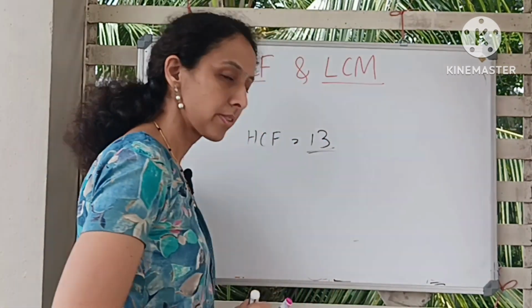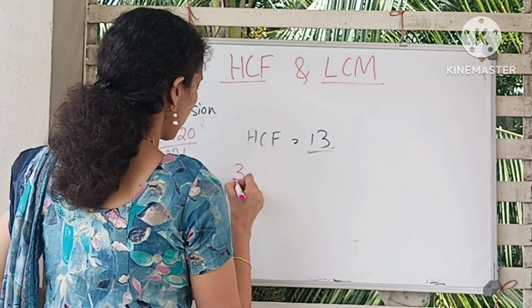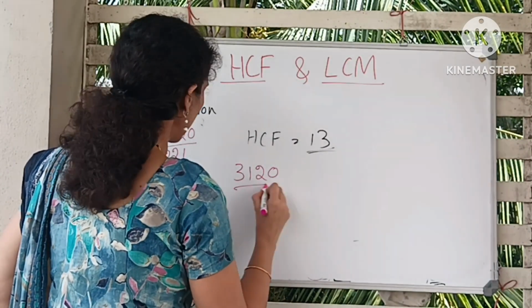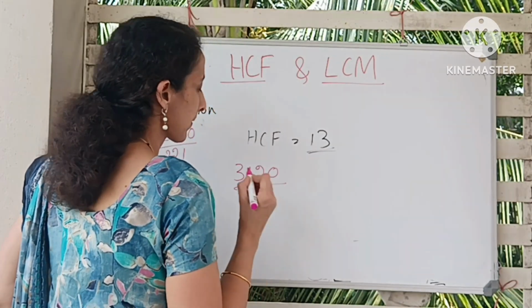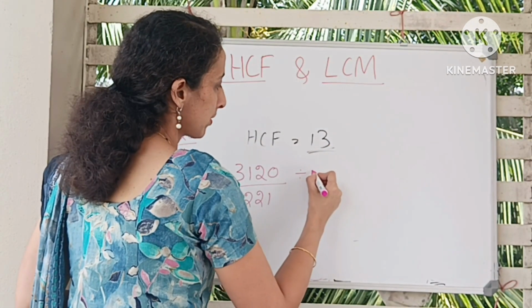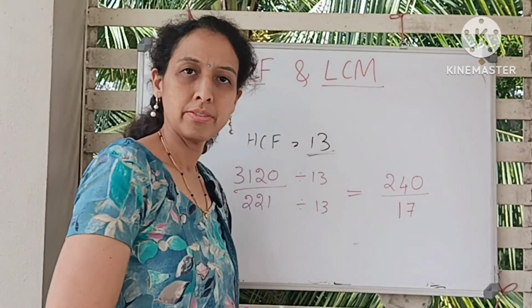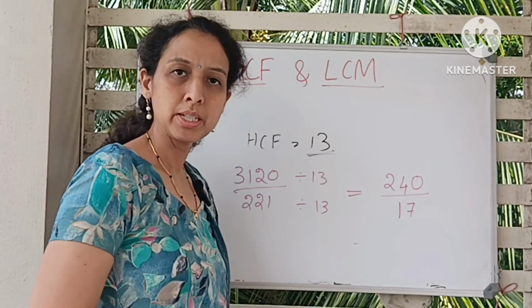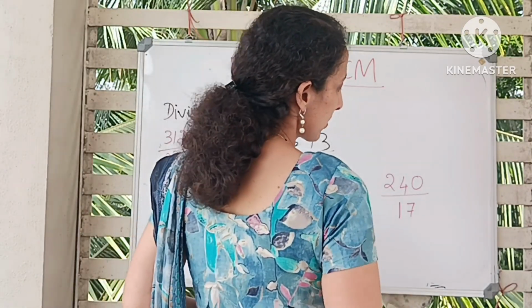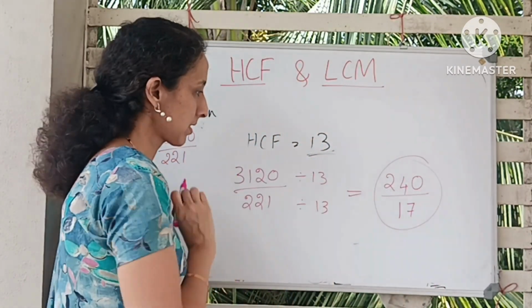Now if we are asked to reduce this to lowest terms, 3120 divided by 221, we are able to do it by dividing both the numerator and denominator by 13. We get 240 by 17. So this is the lowest terms of this.